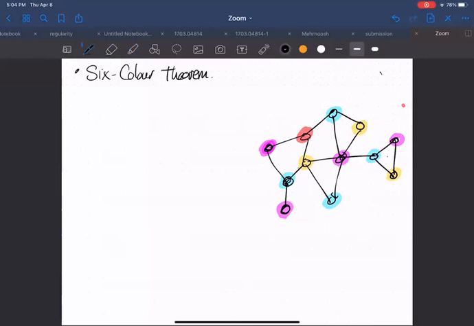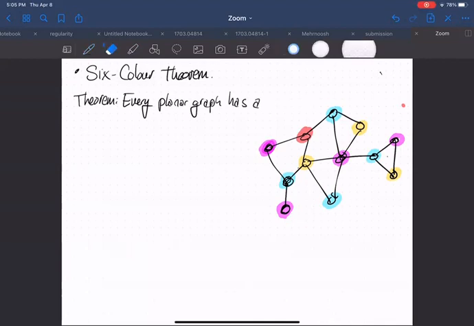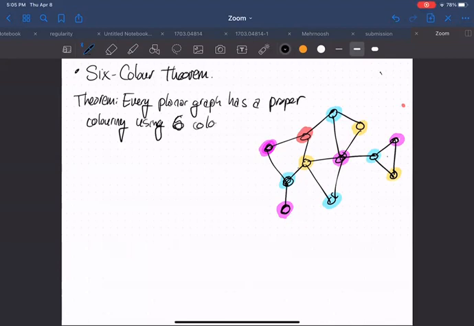So the six-color theorem says every planar graph has a proper coloring using five colors. Or sorry, six colors. I'm getting ahead of myself. Okay.